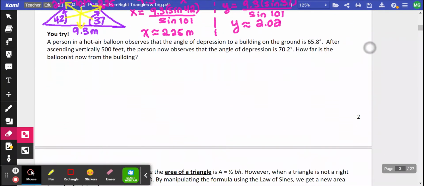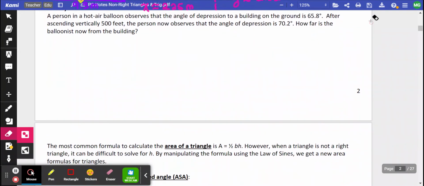Got one more, and what I'd like for you to do is stop the video. See if you can draw this diagram. This is an interesting one. And then once you're done with your diagram, start the video and see if we match, and then you should be able to solve it.